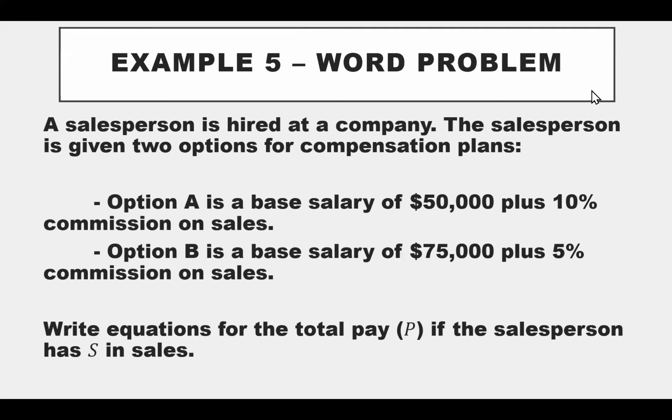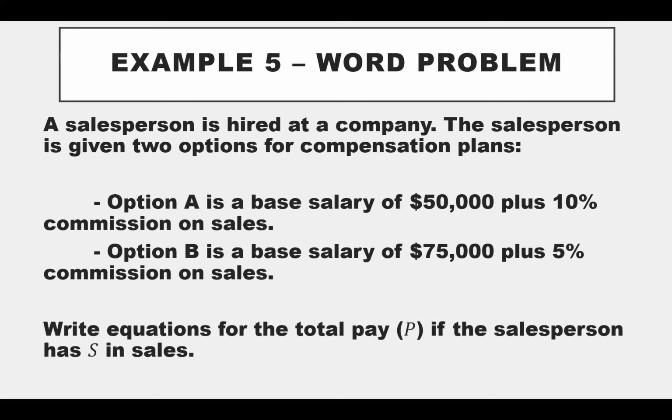Let's do another type of word problem. Example 5 says, a salesperson is hired at a company. The salesperson is given 2 options for compensation plans. Option A is a base salary of $50,000 plus 10% commission on sales. Option B is a base salary of $75,000 plus 5% commission on sales. Write equations for the total pay in both scenarios if the salesperson has S in sales.